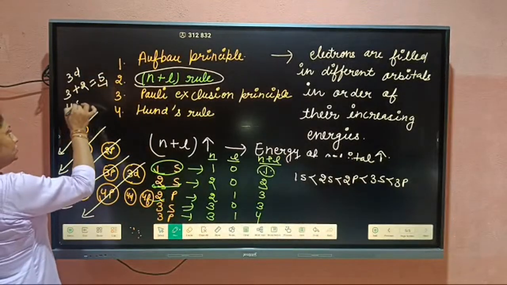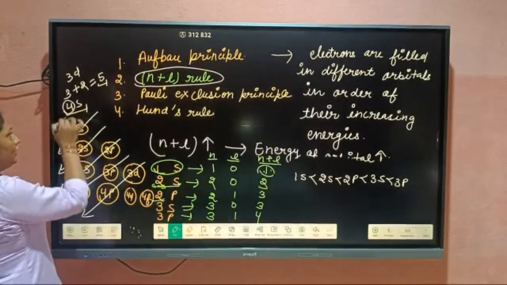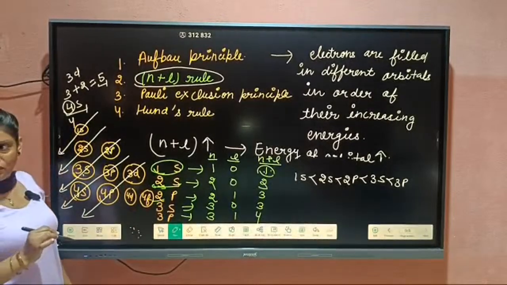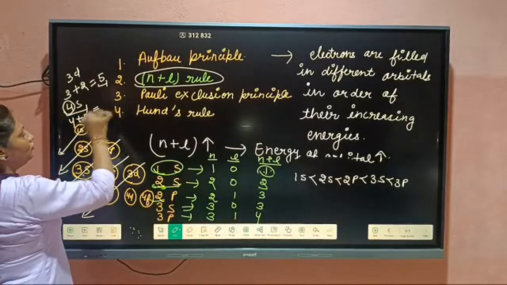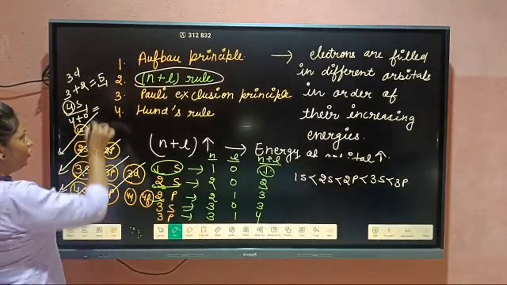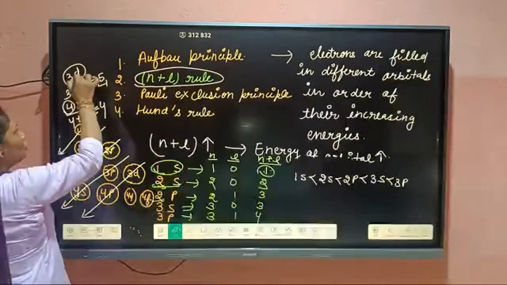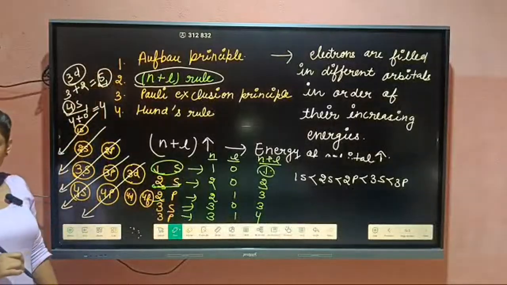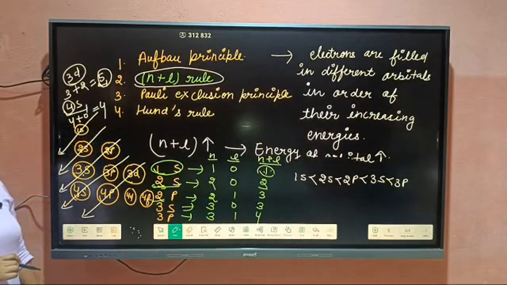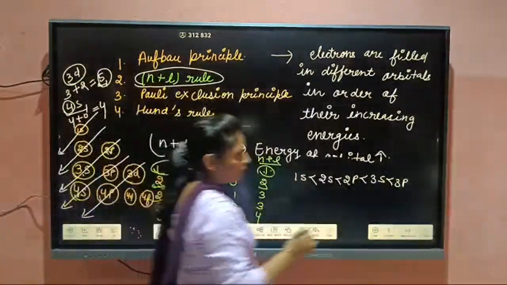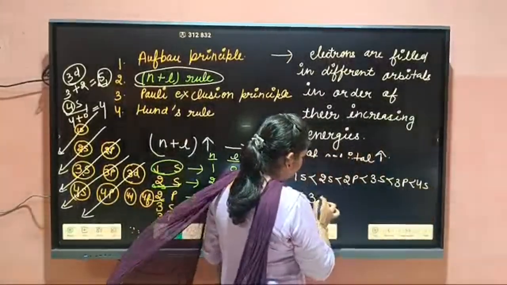But for 4s, value of n is 4, and value of L, for s orbital, it is 0. So 4 plus 0, value of n plus L is 4. So here 3d has more n plus L value as compared to the 4s orbital. So first we will fill 4s, then we will go to the 3d, then 4p.